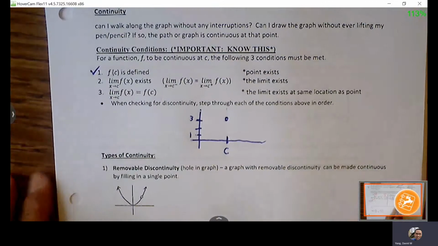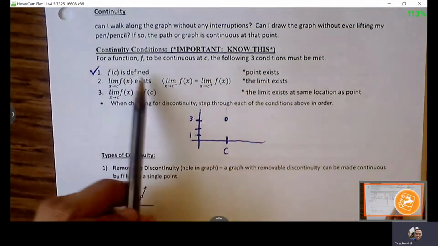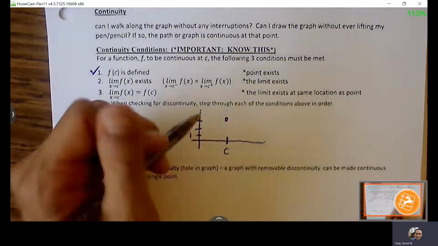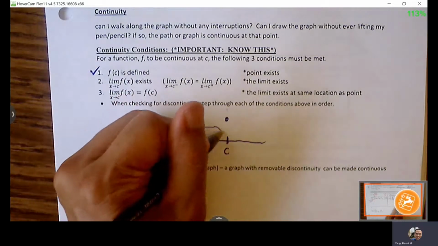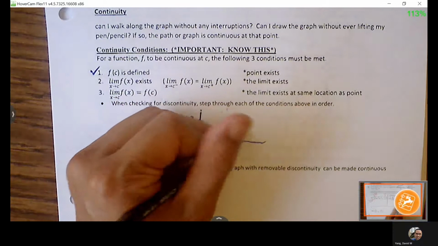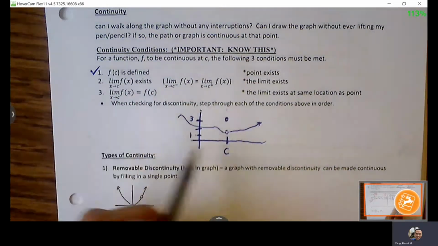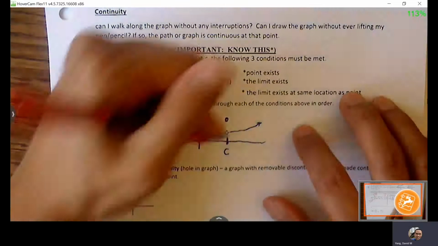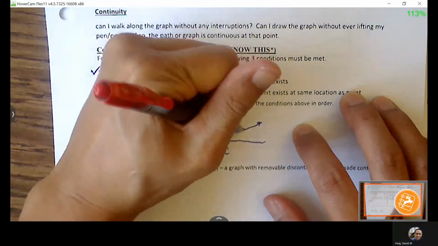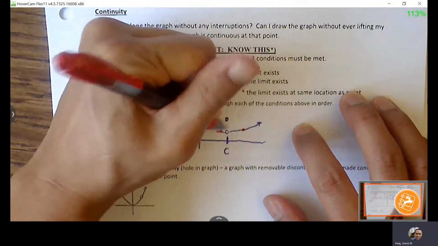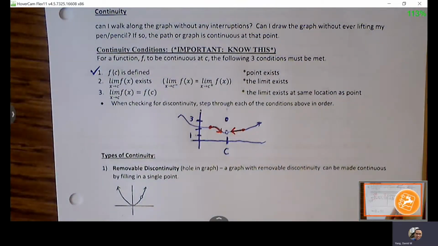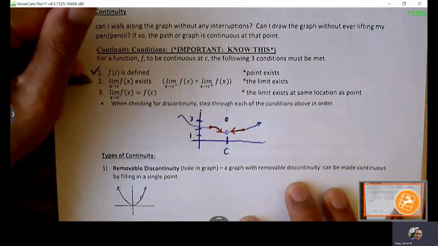We continue moving forward. Second condition, does the limit exist? That means, do the arrows towards the graph head towards the same destination? So let's say the graph looked like this. We would say yes, for this one it would, because if I pick points on either side, my arrows are going to be consistent. They're both headed towards the same destination. So the limit would exist, right? So it would pass the second condition.